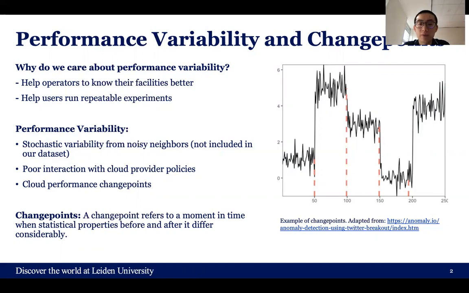So what is a change point? A change point is a moment in time when static properties before and after it differ considerably. Well, we could have a look at this graph. The red line represents a change point, and before it, the mean of the data is around 1, and after it, the mean of the data is around 5. So there is a mean shift. We could see there is a change point here.